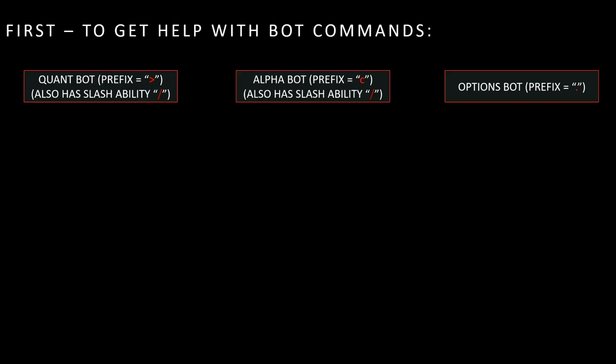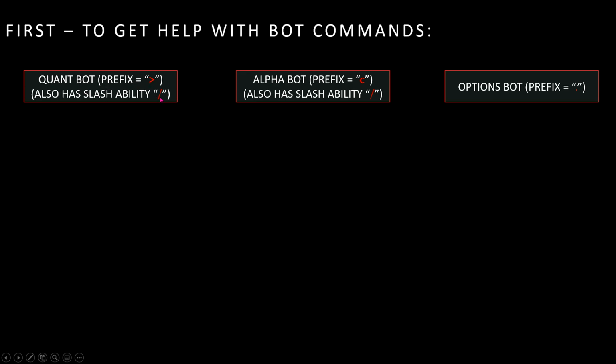So I've put together the Ultimate Trading Hub, and here's how to use it. First, to get help with bot commands, in this video we're going to go over the Quant bot. We have 3 major bots that we use. Each one has their own prefix, or what I mean by prefix is the character that you have to type in on your keyboard or your phone to let the bot know that you're trying to request information from it. So the one we're going to be going over today is the Quant bot.